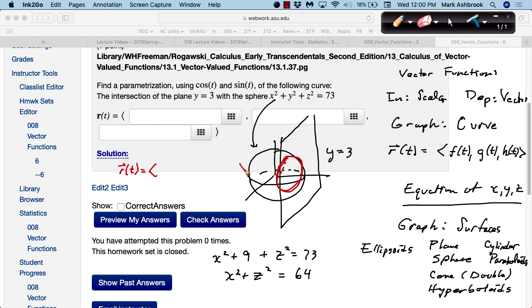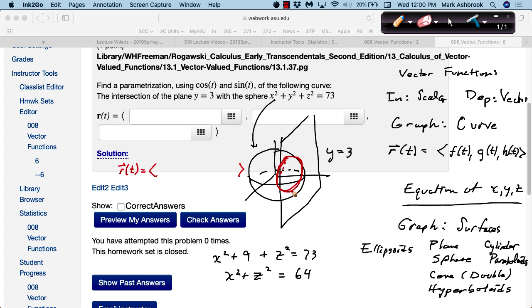And there's two basic techniques that you need to know. The first technique is when you have circles and ellipses projected into one of the coordinate planes, like if you take away one of the variables and the remaining two give you a circle or an ellipse, then what's our strategy for that? What are we going to use? Cosine and sine, right?